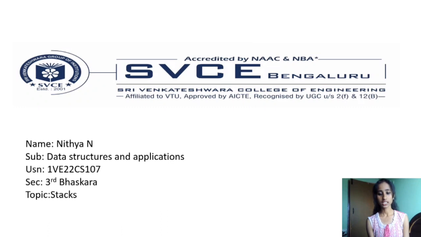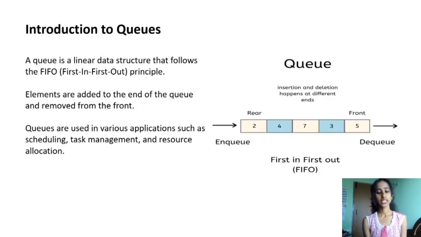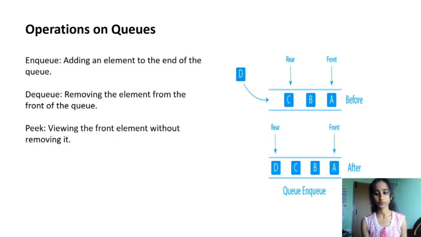In this video, let us learn something about data structures and applications. Queues. A queue is a linear data structure that follows the first in, first out principle. Elements are added to the end of the queue and removed from the front. Queues are used in various applications such as scheduling, task management, and resource allocation.